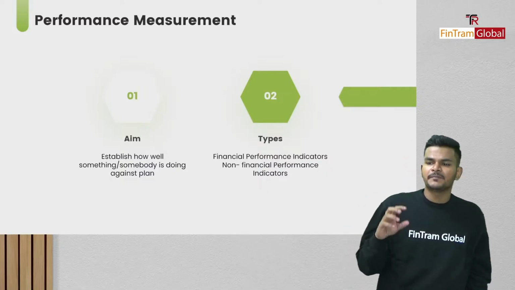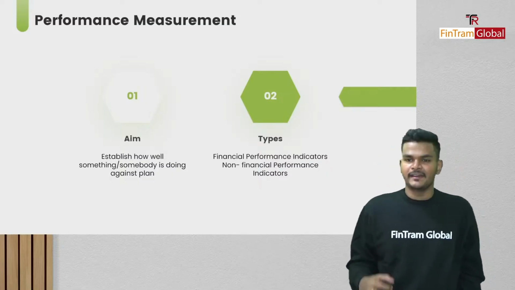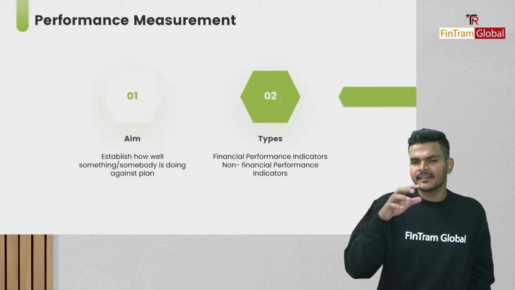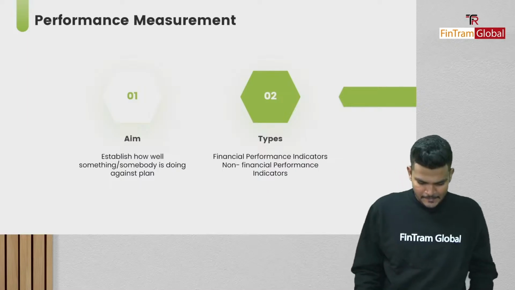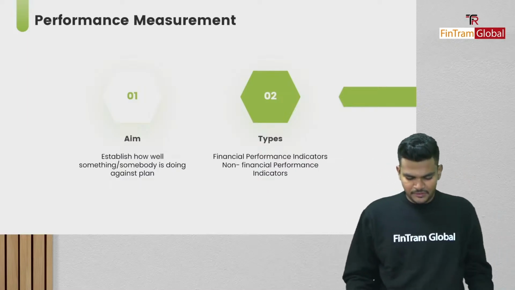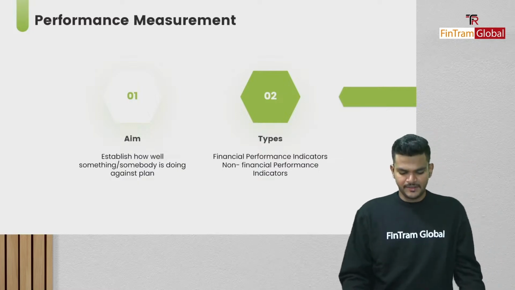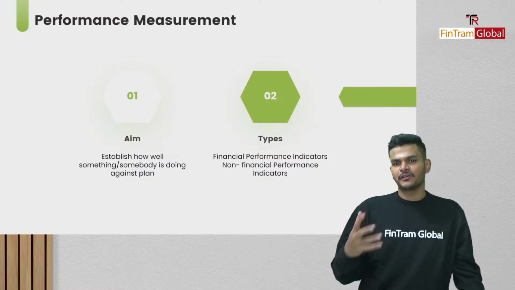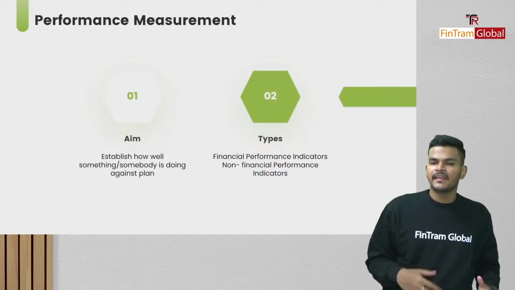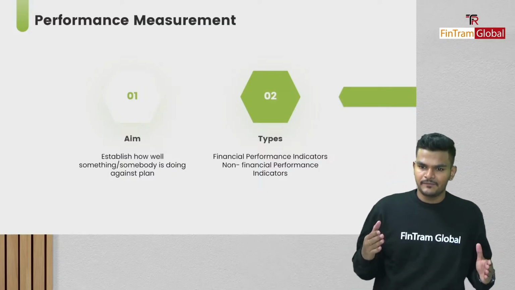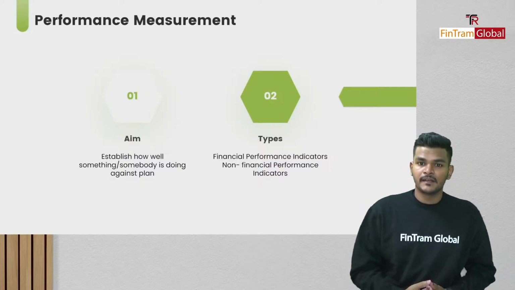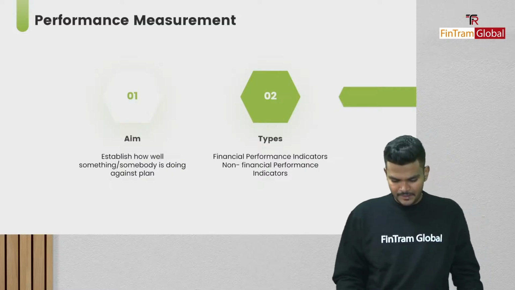Performance measurement is primarily focused on controlling, rather than planning. That's the idea. It establishes how well something or somebody is doing against the plan. That's the aim. It's for controlling itself. We compare the actual performance with the plan and see to what extent we have deviated. Are we in line with the plan? Are we achieving our objectives? That's basically the idea.